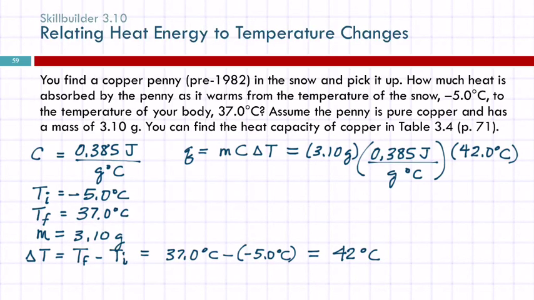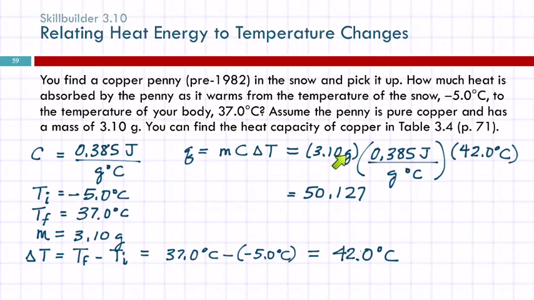I was sloppy down there. Let me fix that. Oops. My calculator said 42. But both of these had one decimal place. This is really 42.0. Okay, so now I just do this multiplication. 3.1 times 0.385 times 42 equals. I'm going to write down what my calculator says. 127. Now let's look at those units and see what happens.